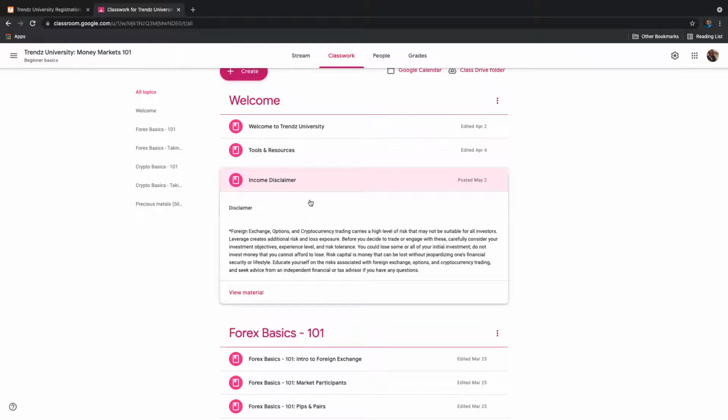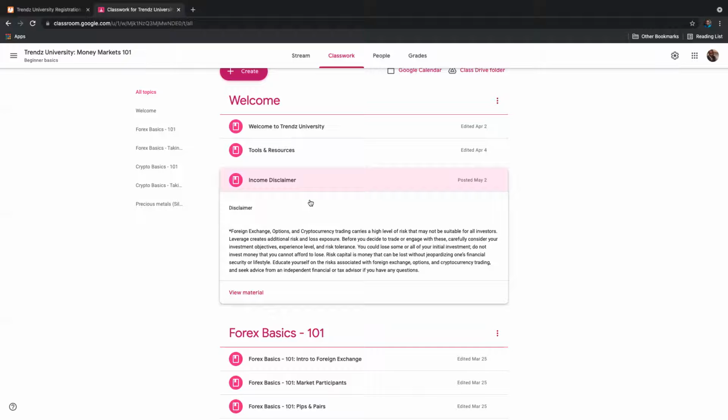We understand foreign exchange options, cryptocurrency trading, and stock trading carry a high level of risk that may not be suitable for all investors. So please, please, please understand leverage, and understand that leverage creates additional risk and loss exposure. Before you decide to trade and engage with these, carefully consider your investment objectives, experience level, and risk tolerance.